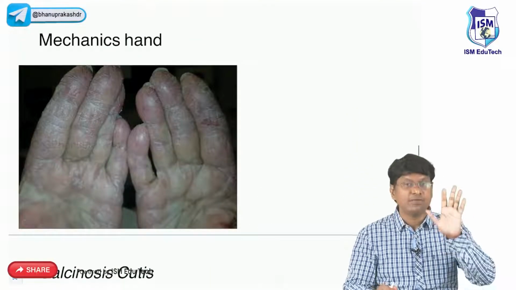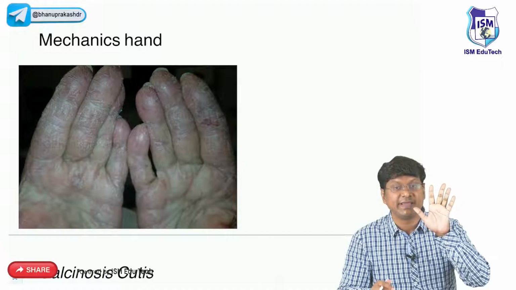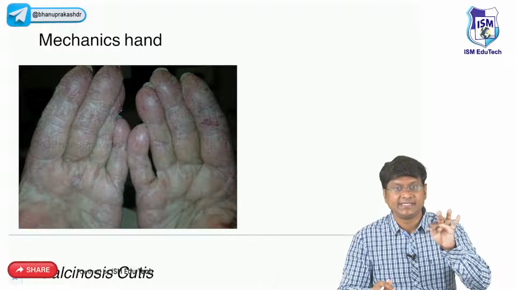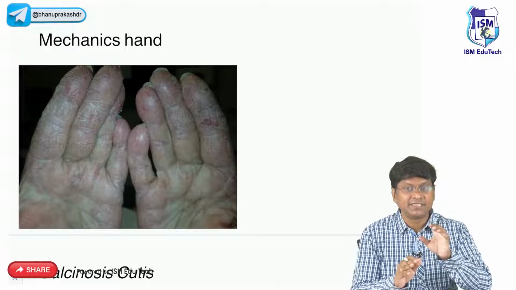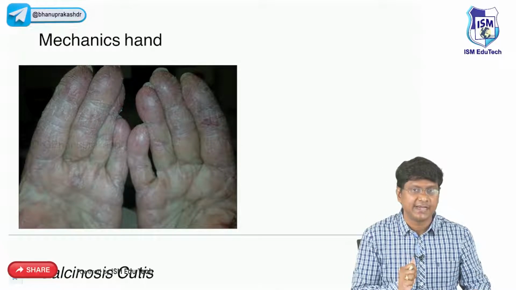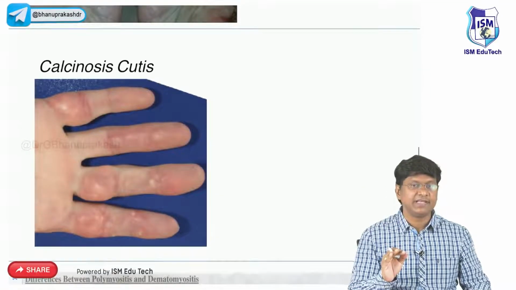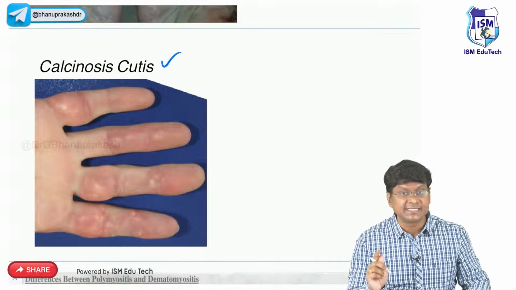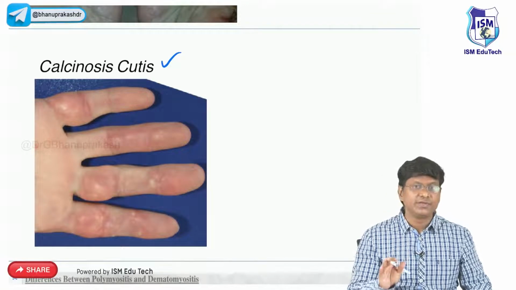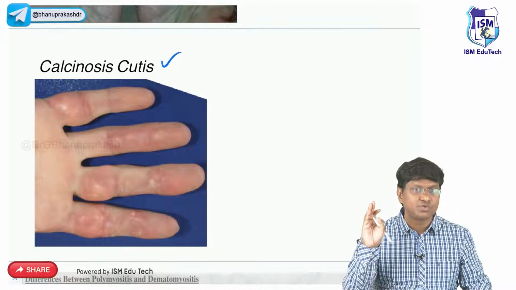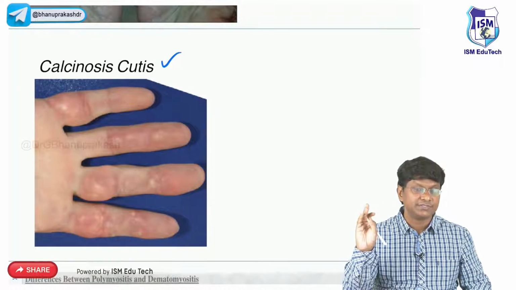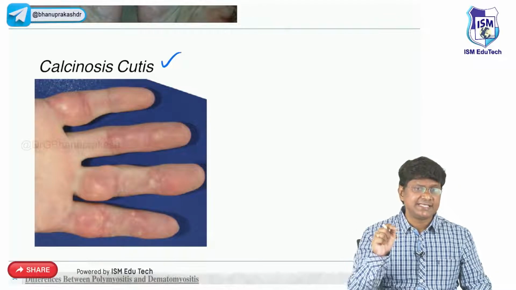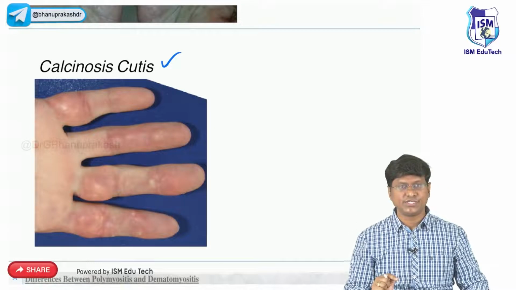And how will be the hand of these individuals? We describe it as the mechanic's hand, where you have irregular, distorted skin, and you also have multiple cracks over the skin of the hand. Another important skin manifestation is the deposition of calcium within the skin, which we call calcinosis cutis. So these are all the cutaneous manifestations. I'll quickly recap: the heliotrope rash, then Gottron's papules, then V sign, Shawl sign, periungual telangiectasia, mechanic's hand, as well as calcinosis cutis.